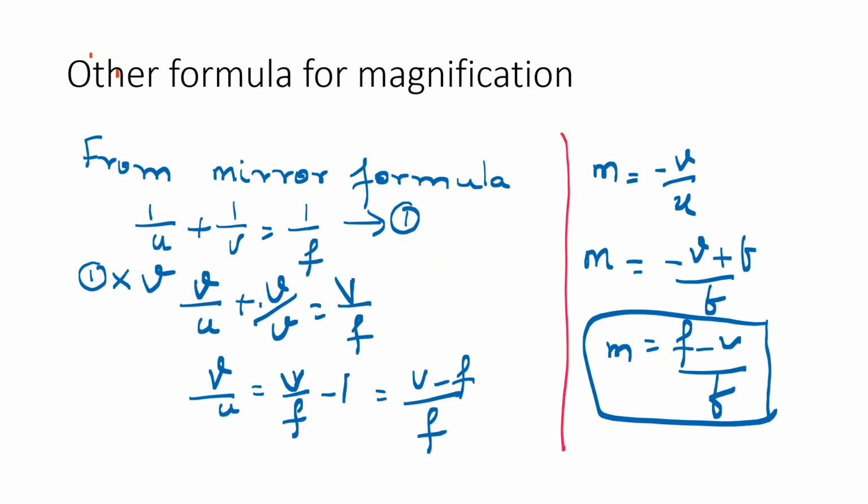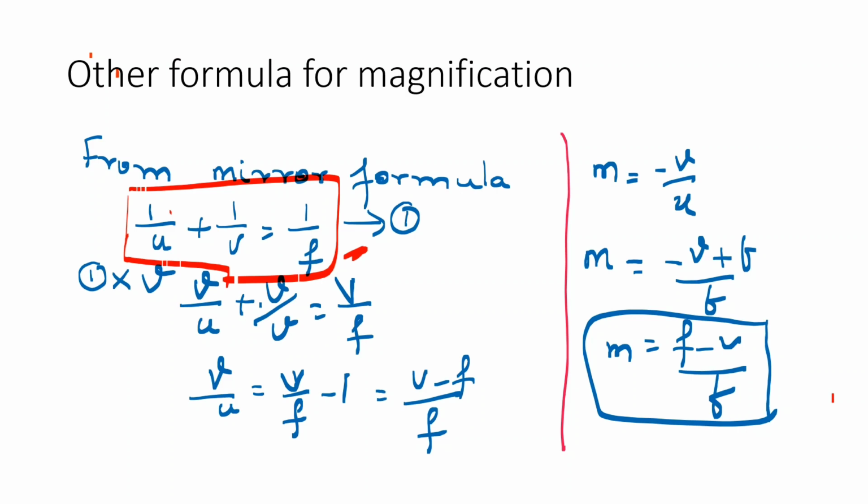Next, coming to the other formula for magnification, we can express this m in terms of f and v also. So we can see how to derive the expressions. First, we know this expression, which is the mirror formula: 1 by u plus 1 by v is equal to 1 by f. This is the mirror formula which we know already.